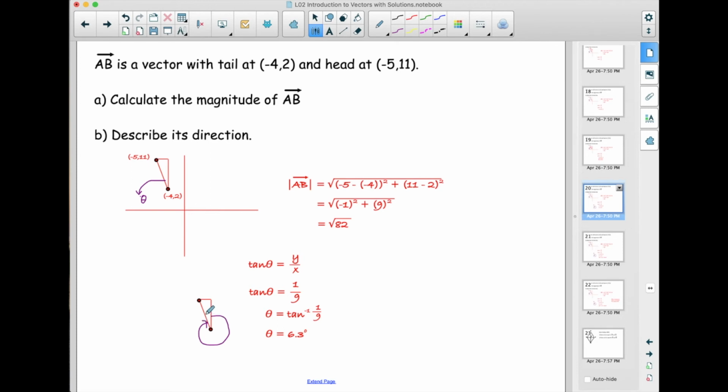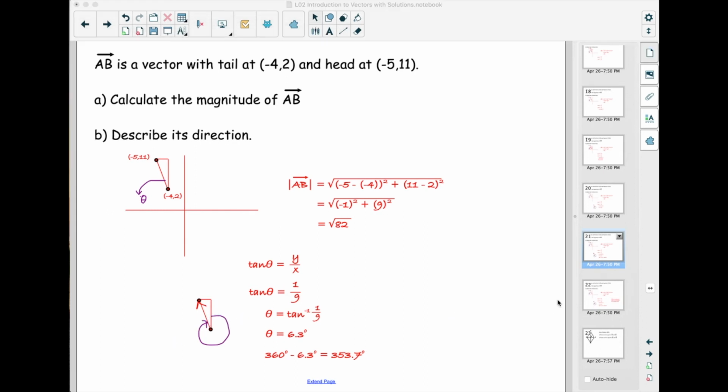Then what I'm going to have to do is, I know this little bit here is 6.3. I'm going to have to subtract that from 360 to find the measure of this purple angle right there. So 360 minus 6.3 is 353.7. So I'm on a bearing, and I'm going to draw that vector in. I'm on a bearing of 353.7 degrees. Or alternately, if I want to use quadrant bearings, I can say I'm north 6.3 degrees to the west.